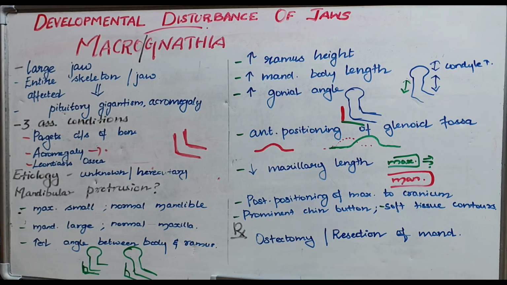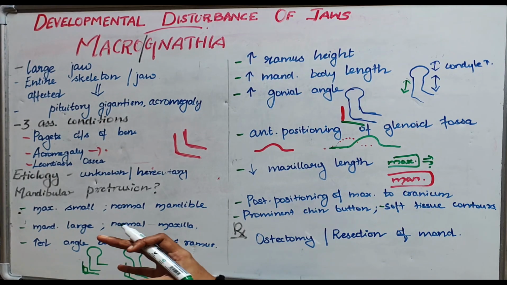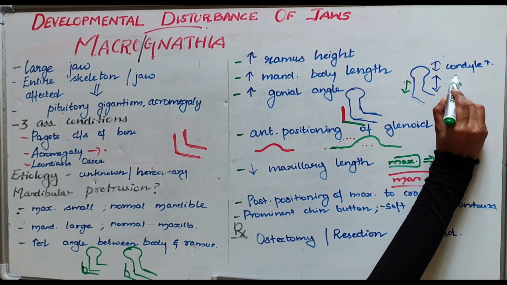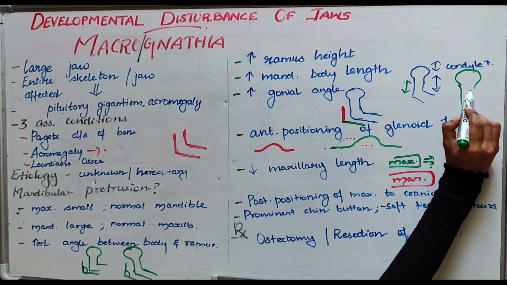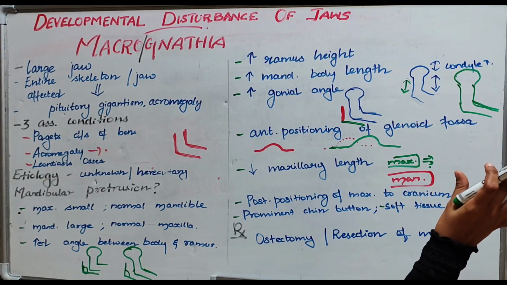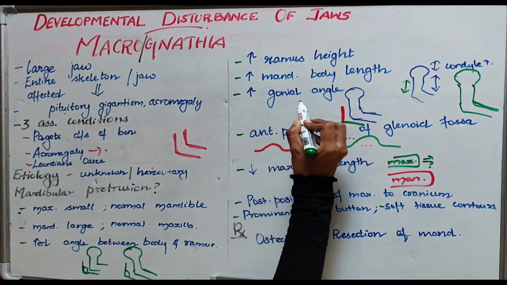Then increased mandibular body length. The mandibular body length will increase when there is an increased condylar growth. So when condylar growth is increasing, eventually the body length of the mandible will also increase. So it will be seen as a mandibular macrognathia.